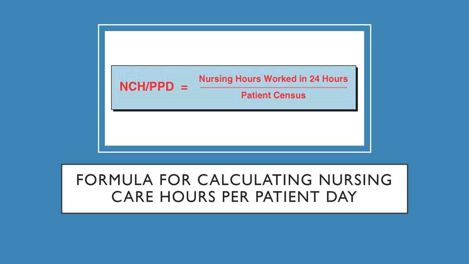And we'll get to actually mandatory nursing here shortly. A formula for calculating nursing care hours per patient day is shown here. We've talked about this a little bit in other chapters. Nursing care hours per patient day is the total number of nursing care hours worked in a 24-hour period divided by the patient census for that 24 hours.